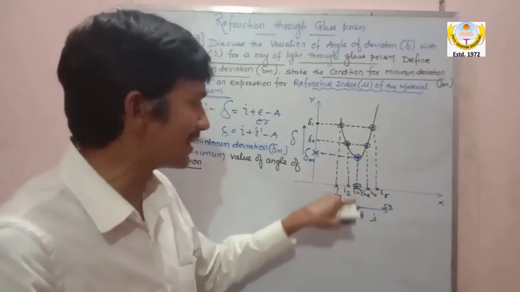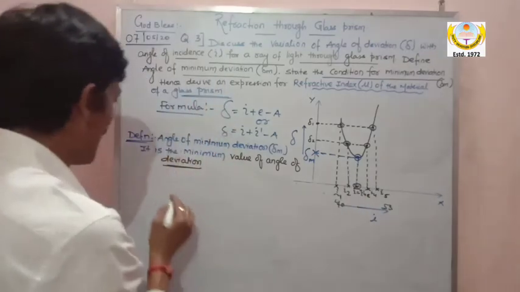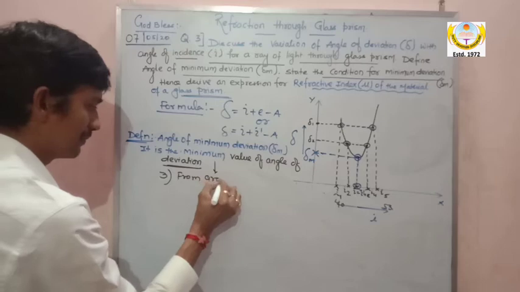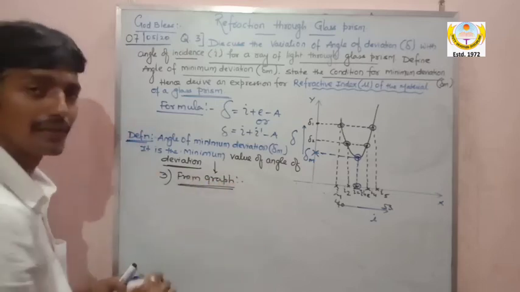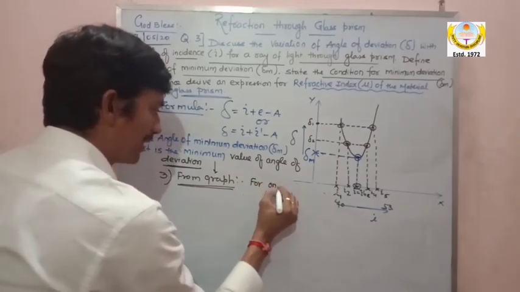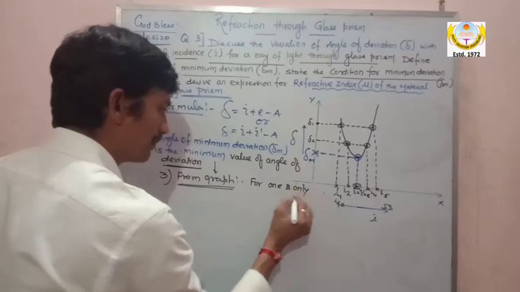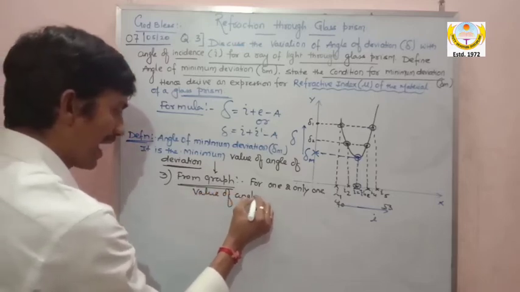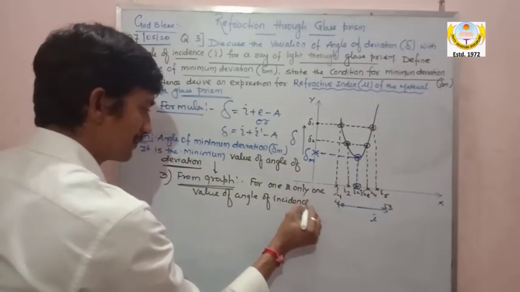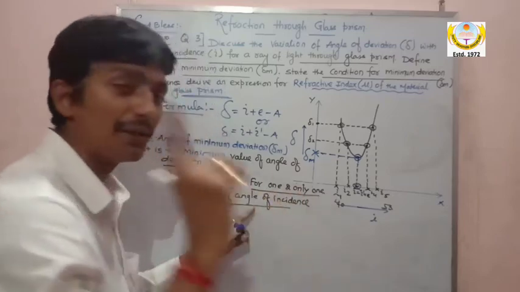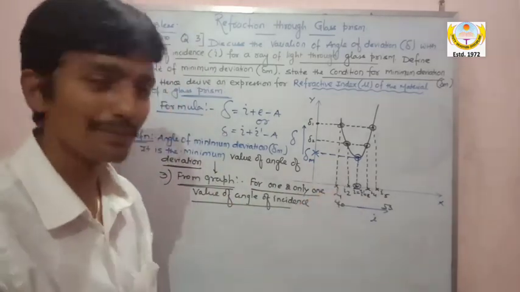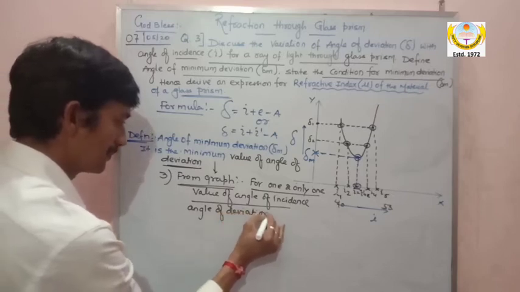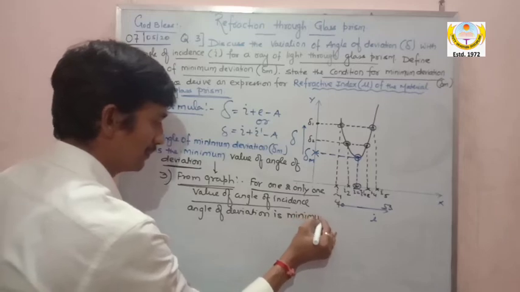So what does this graph reveal to us? The graph says, for minimum deviation, point number 3 from the graph. So I will write point number 3 from graph. For one and only one value of angle of incidence, the angle of deviation is minimum, and that is delta m.